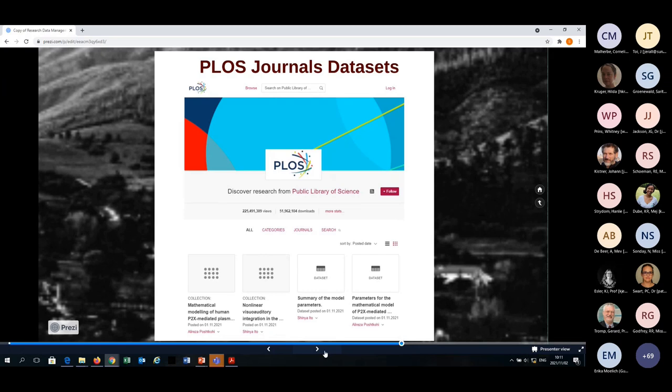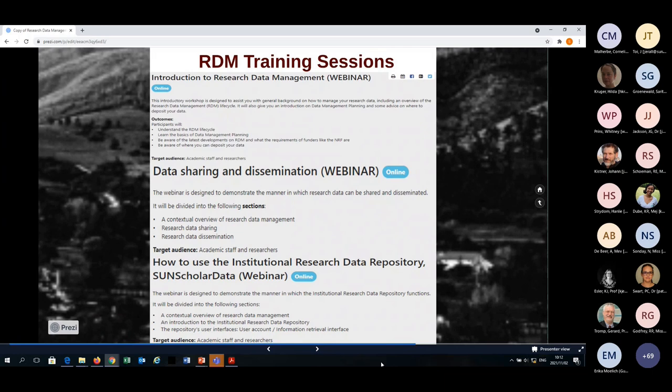Now, the last thing from 2020 that is noteworthy would be the RDM training sessions. As I indicated previously, these were actually launched as far back as 2018. In fact, the introduction to RDM training session was launched in 2018. And over time, we added on new training sessions. So by 2020, we had three RDM core training sessions. And the view is to launch some more training sessions, such as one on data management planning next year.